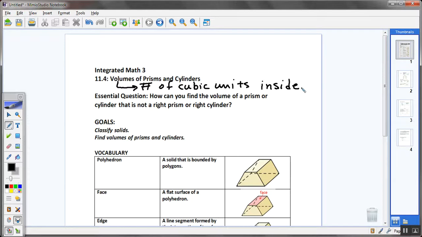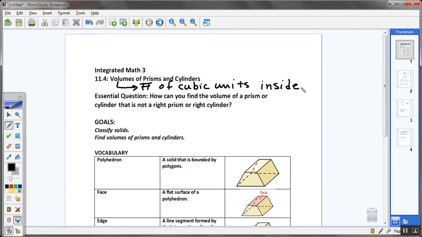Now there's a tower that's somewhere, and they call it a certain tower. You know what tower I'm talking about? Ever heard of the leaning tower of Pisa, right? But we're going to talk about things that are kind of slanted like that a little bit. Okay, and I'll show you what that means here in a bit. We're going to start talking about stuff that's not necessarily a right cylinder or a right prism. I'll show you how to find those volumes. So today, guys, goals: classify solids and find volumes of prisms or cylinders.